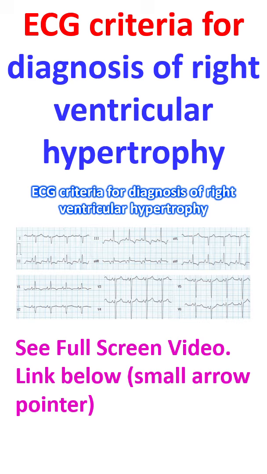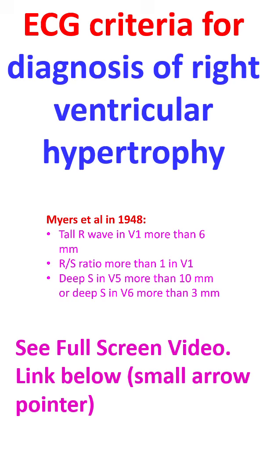ECG criteria for diagnosis of right ventricular hypertrophy are not as commonly used as that for left ventricular hypertrophy. One of the earliest set of criteria were by Myers et al. in 1948. Tall R wave in V1 more than 6 mm, R by S ratio more than 1 in V1, deep S in V5 more than 10 mm, or deep S in V6 more than 3 mm were proposed by them. Some of them are still very popular.